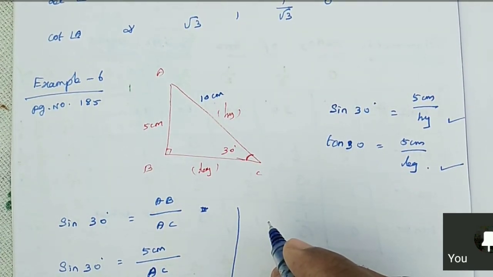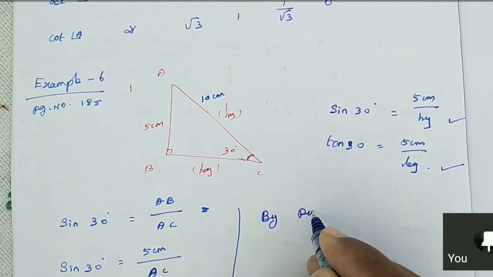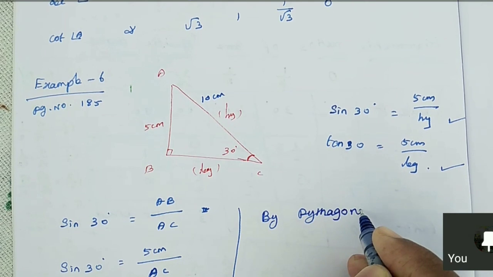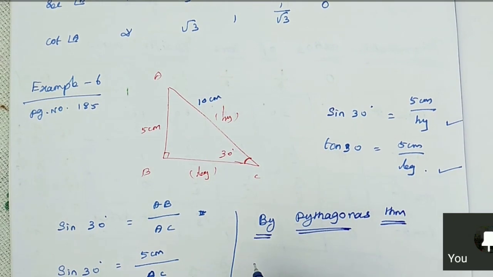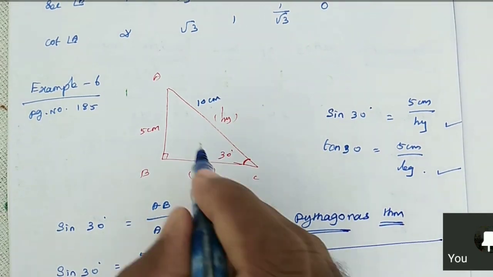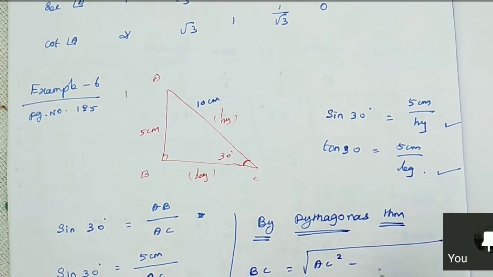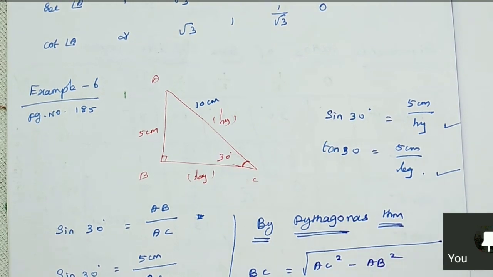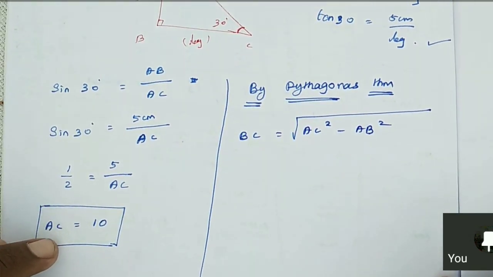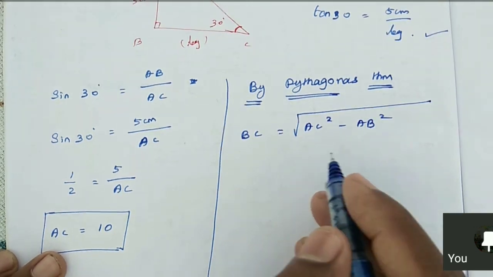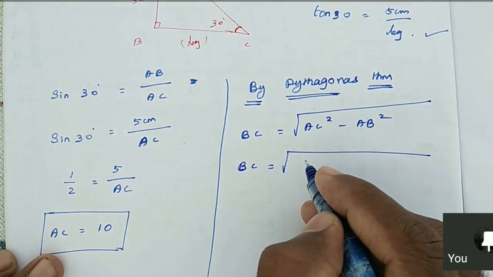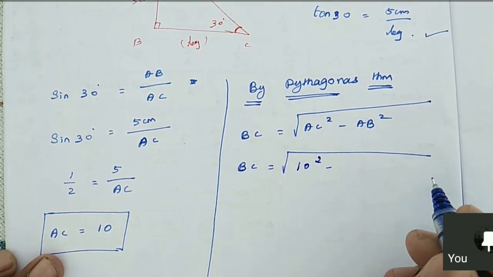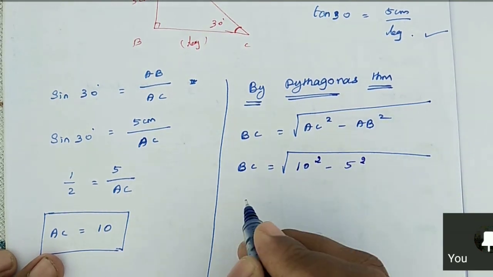By Pythagoras theorem, we all know what it is. Leg squared, that is BC, is equal to root of hypotenuse AC squared minus leg squared AB squared. Clear? Next, BC is equal to root of AC squared, that is 10 squared, minus AB squared, 5 squared.